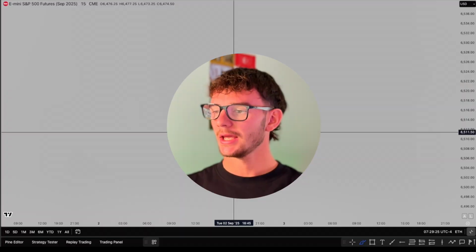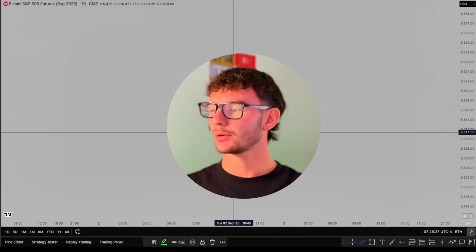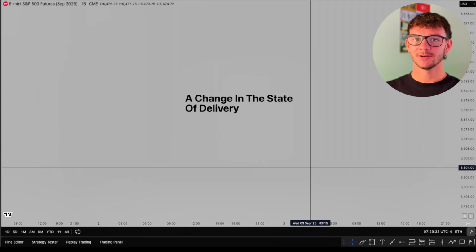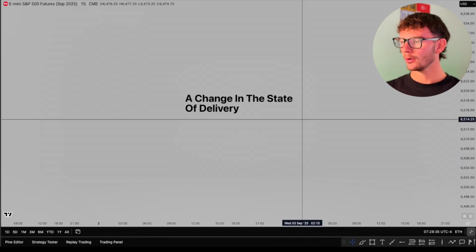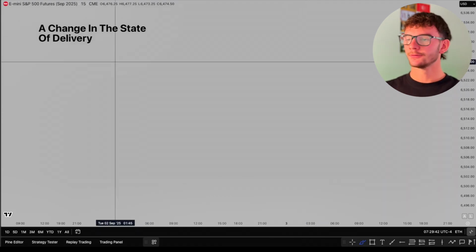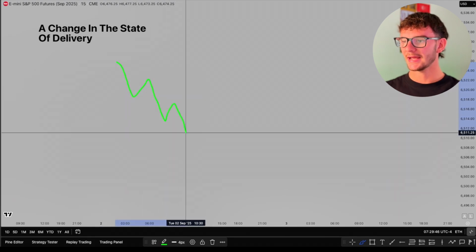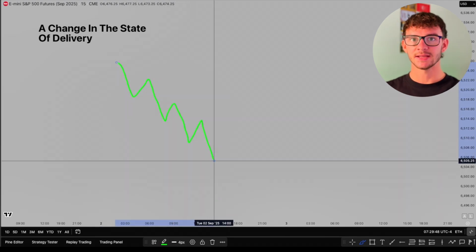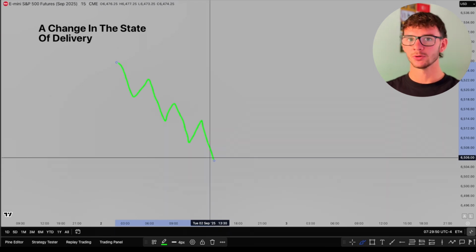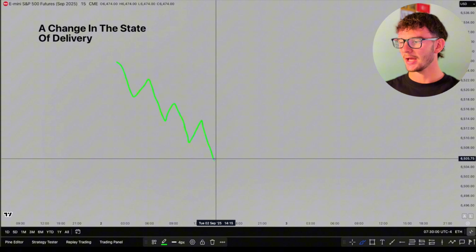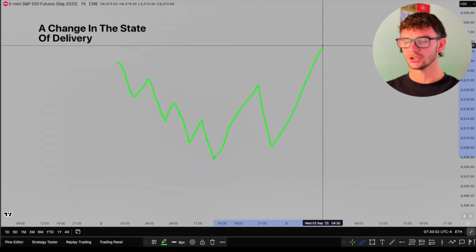But let's get started. If you've been around ICT content, then you've probably heard the phrase, a change in the state of delivery. Now that is the textbook definition of what an order block is, but what does it actually mean? So the state of delivery is simply the direction that price is moving. So if we are moving in a downtrend, then we are in a state of downwards movement, a downwards delivery. A change in the state of that delivery is when we are in this downtrend and then we shift upwards and we change into an uptrend.